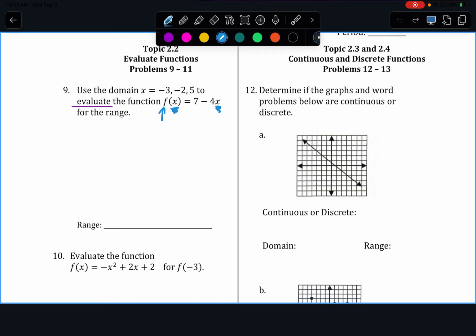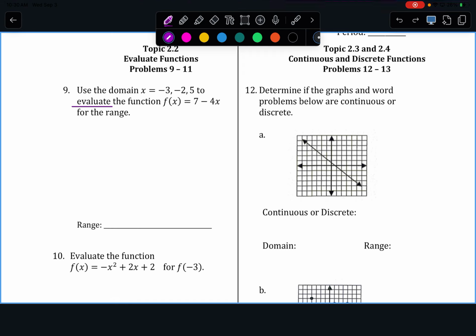If this was a w, then this would say f of w, okay? If this was a p, then it would say f of p, right? So literally that's just telling you what the variable is on the other side. That is its only purpose, f of x, okay? So remember, if they give you 3 different x's, this is a 3-part problem, okay? All right, so here we go.